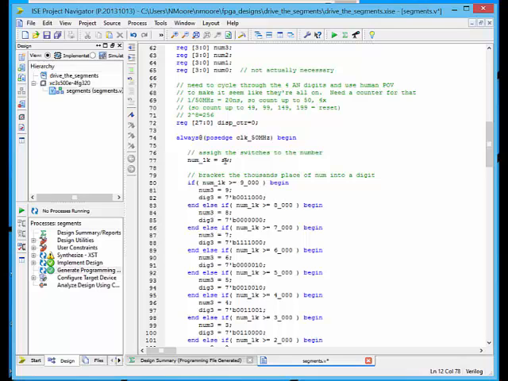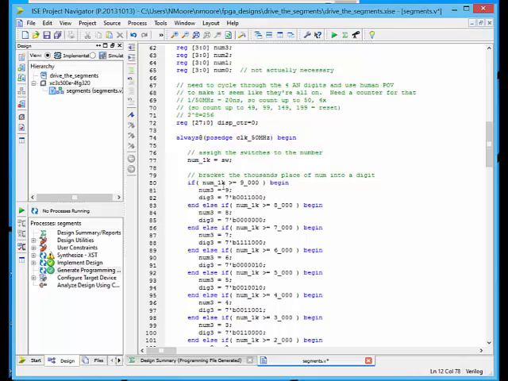So at any rate, if the number is greater than 9,000, then num3 is 9, and digit 3 is this sequence of bits. This is the 7 segment bits that I want to write. So remember, if you're writing 9, I think there's just 2 segments that are off. And since the system is active low, the 2 segments that are off are 1. It's perverse, but oh well.